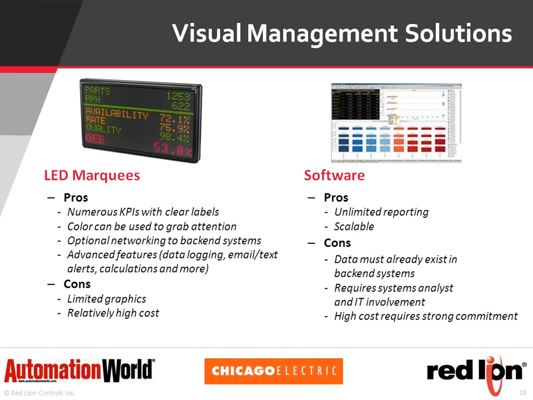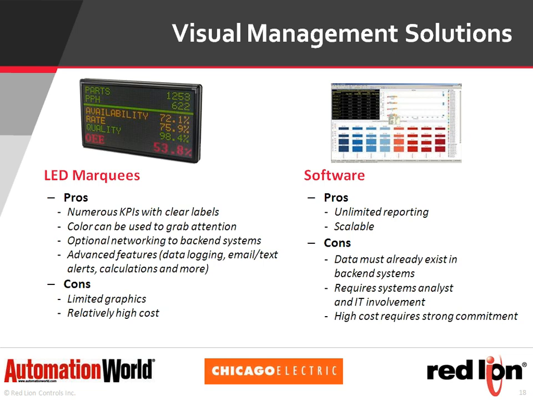Some more modern solutions on the market today, LED marquees. Have probably been around almost 10 years, a little bit longer in their monochrome form. What's nice about these, you can display a lot of KPIs with very clear labels as to what they are. That example in that picture has 5 KPIs on it. It's very easy to understand what it's displaying. You can use color on the more modern tri-color displays or full color displays even, and that allows them to grab attention much more quickly than a standard monochrome display.